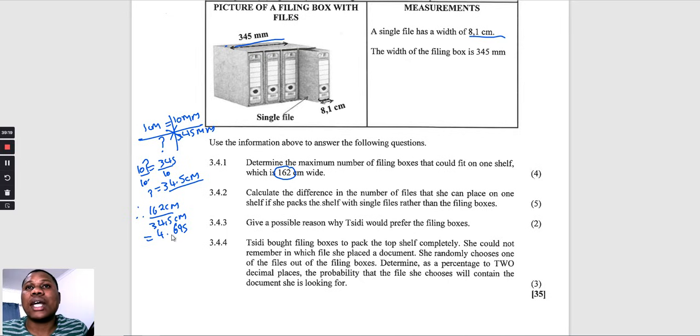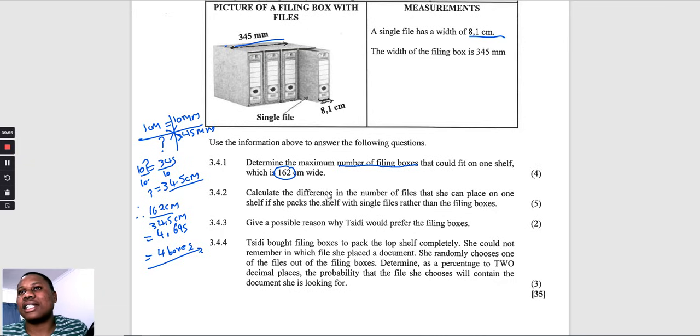So you know the rules of rounding off, because this is more than 5, we were supposed to increase the 4, you understand? But then here the other box won't fit, so only 4 boxes are going to fit. Okay, so we have answered our question here, because it says determine the number of filing boxes. So we have 4 boxes.